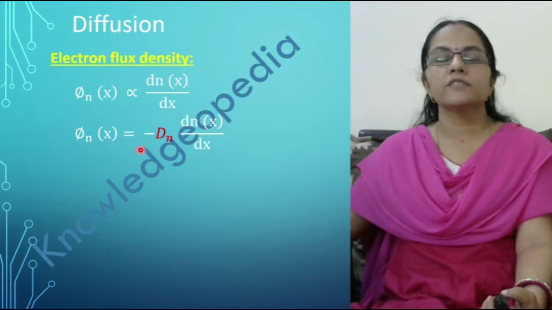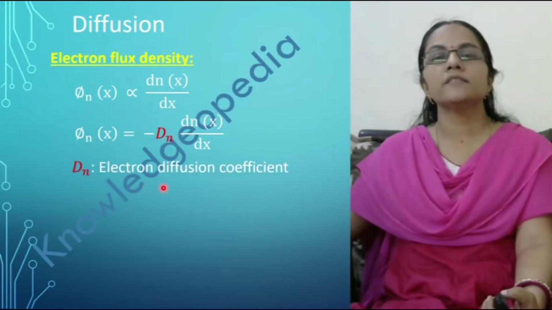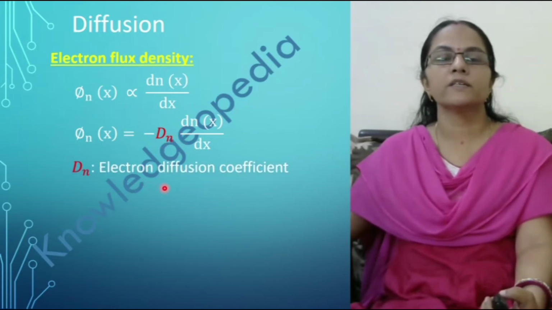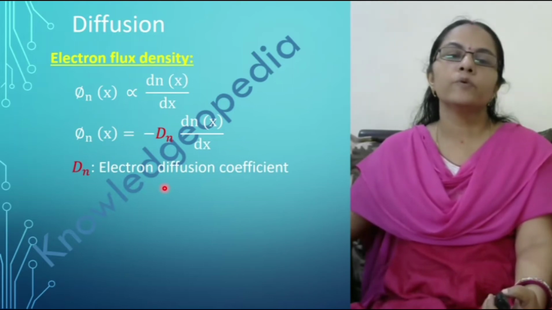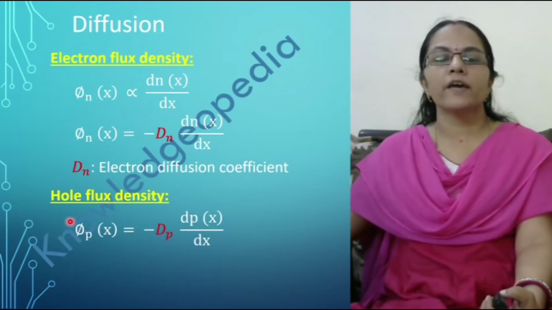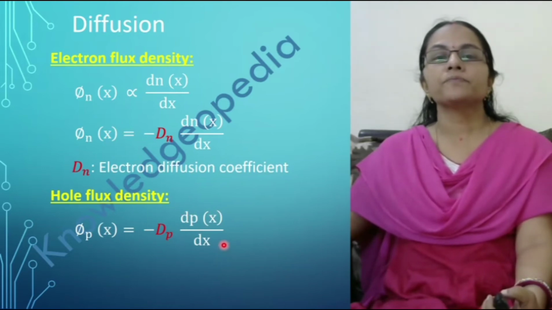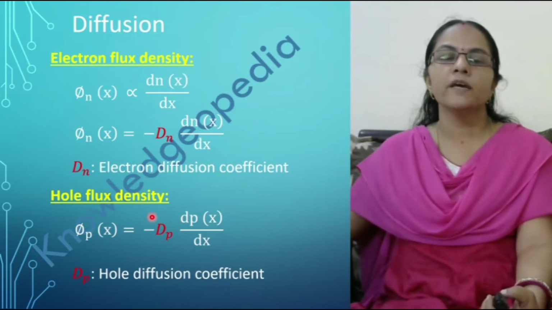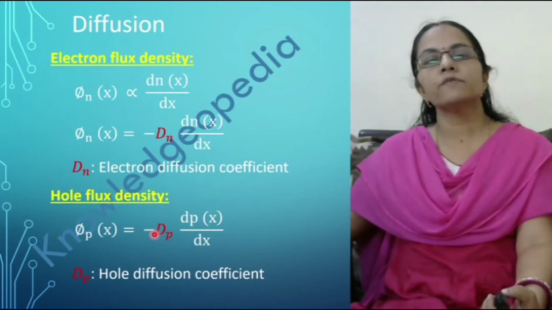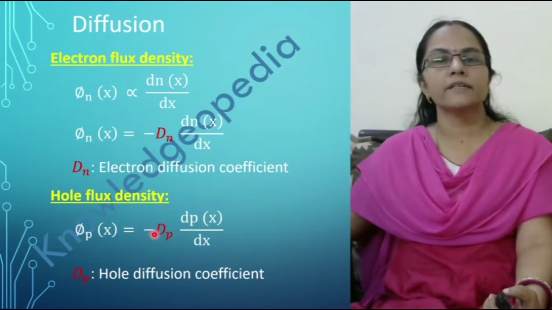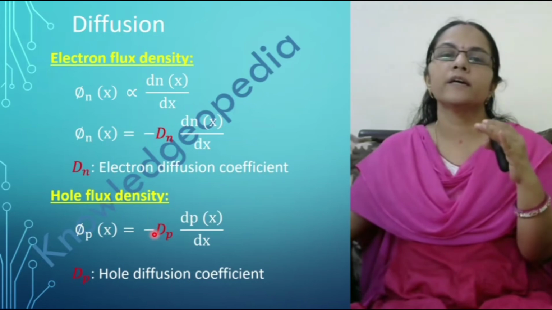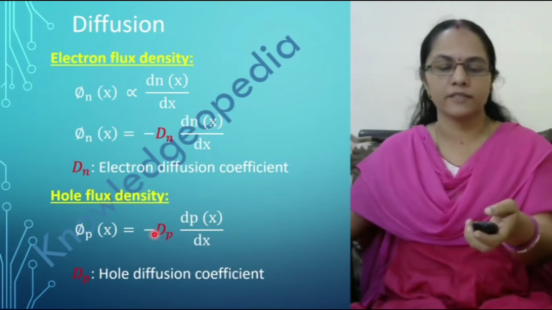So phi n of x is equal to minus Dn dn of x by dx, and this Dn is known as the electron diffusion coefficient. Similarly, if we calculate the hole flux density, that is phi p of x, it will be equal to minus Dp dp of x by dx. This is the hole concentration gradient. Dp is the hole diffusion coefficient. Again the negative sign is because of the decrease in concentration gradient, because the carriers always move in a direction where the concentration is decreasing.